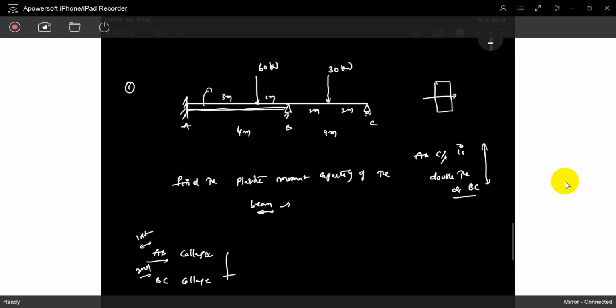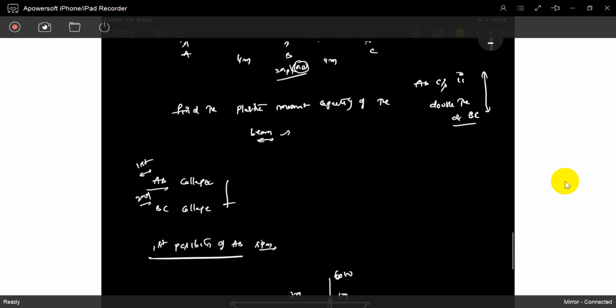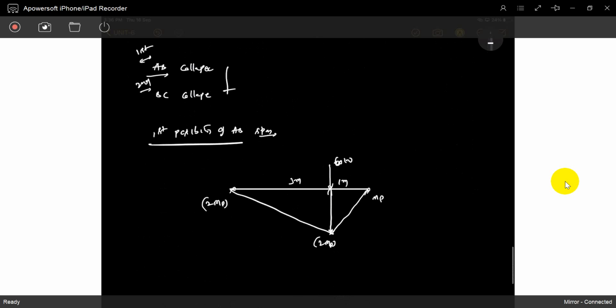Sir, what is the capacity of this load? Capacity of this B? We have to take care of 2 MP or MP? We have to take care of only MP, because if the hinge is formed at B, the hinge is just on the right side, where there is a lower cross section. So we have to take this capacity as only MP.